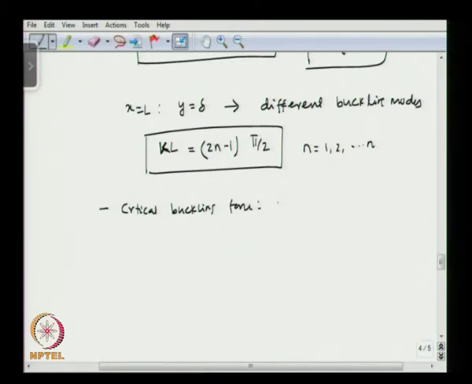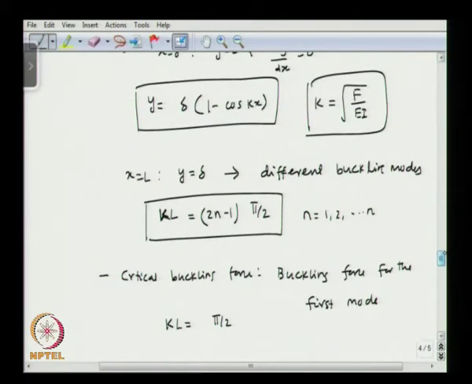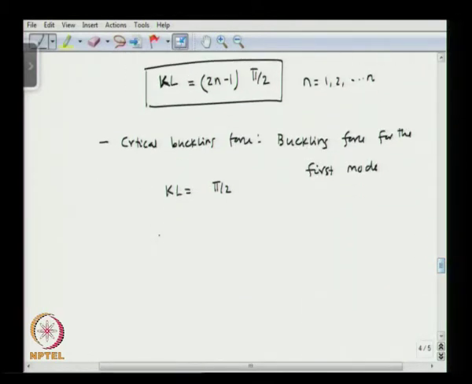Now, to find the critical buckling force, we find the buckling force for the first mode. In that case n equal to 1, so KL will be pi by 2, and if KL equals pi by 2, from this equation we can find an expression for F. That F, which is the buckling force, will be pi square EI over 4 L square.